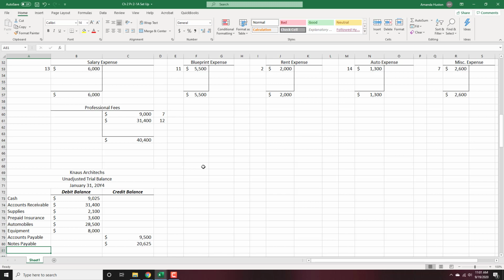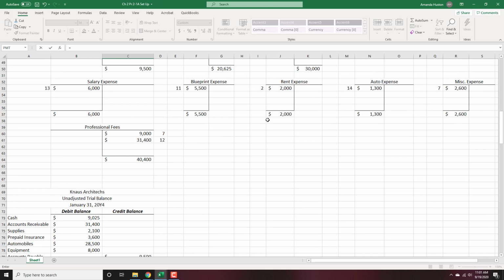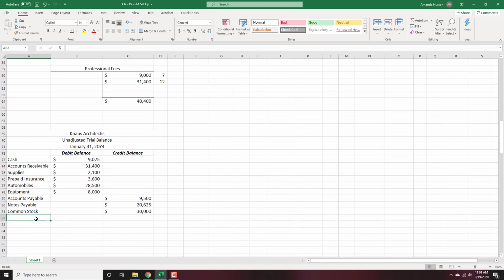If you're working on this at home and you don't have Excel, you can write it down, take pictures of it, and post it to Moodle. Then we have common stock, which is an equity account, right? And I'm going to take the total on common stock. Equity accounts also have a credit balance. Now we have professional fees, which is the other credit balance, which is revenue.